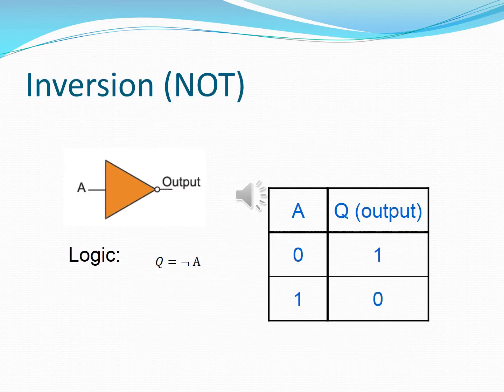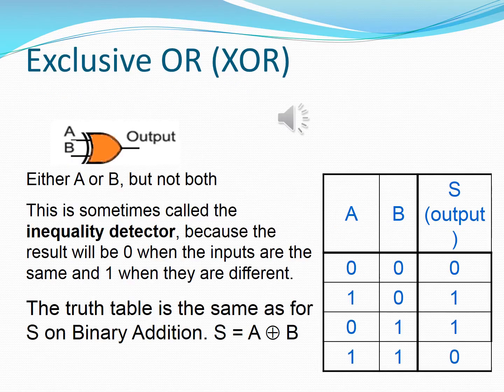We have the inversion, which is also known as NOT. An inverter has one input and one output. When we run the input A through the inverter, what we get is an output negative A. Take a look at the truth table of the inverter.